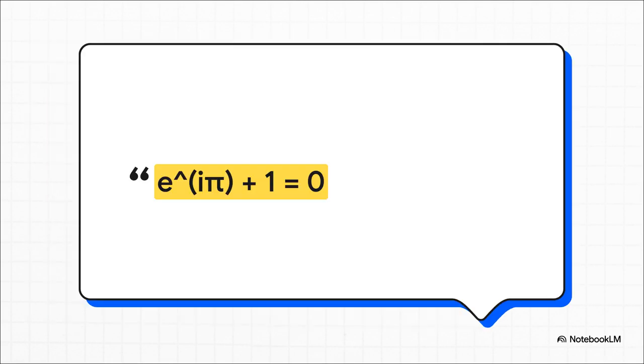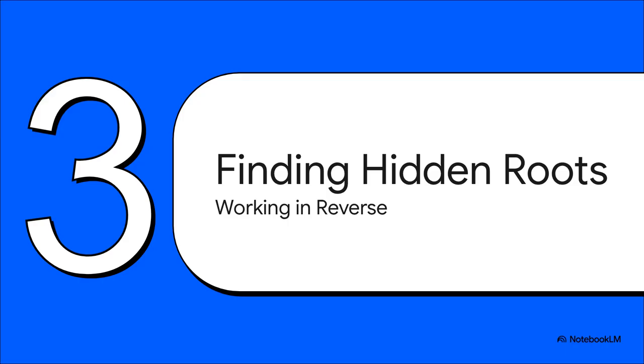A special case of this formula, when theta is exactly pi, gives us what's called Euler's identity. People often call it the most beautiful equation in all of mathematics. And you can see why. It so elegantly links the 5 most fundamental constants in the universe, 0, 1, e, pi, and i, all in one simple, perfect statement. But wait, there's more.